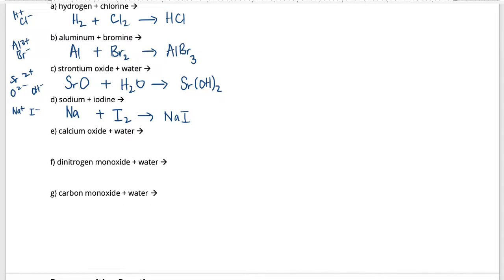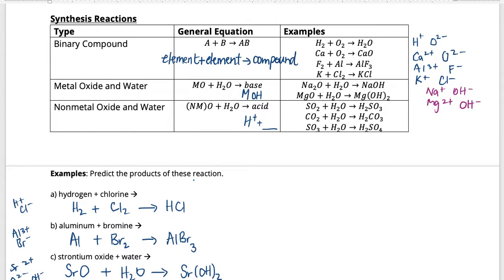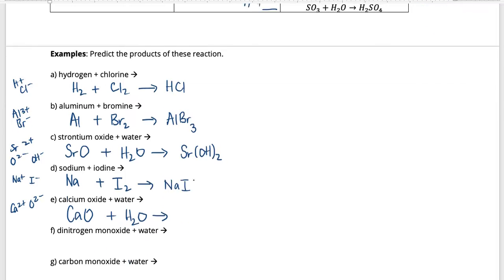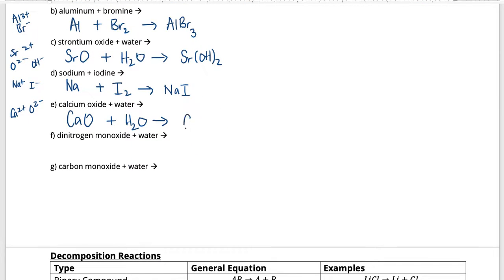All right, next one, this one's calcium oxide, sorry, there we go, calcium. So Ca 2+ and oxygen 2- makes CaO and water. So we have a metal oxide and water. How does that look on our table here? It should be a metal hydroxide that forms. So Ca(OH)2, like that.